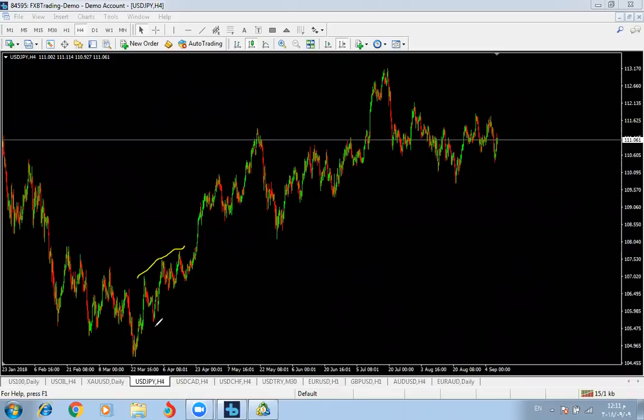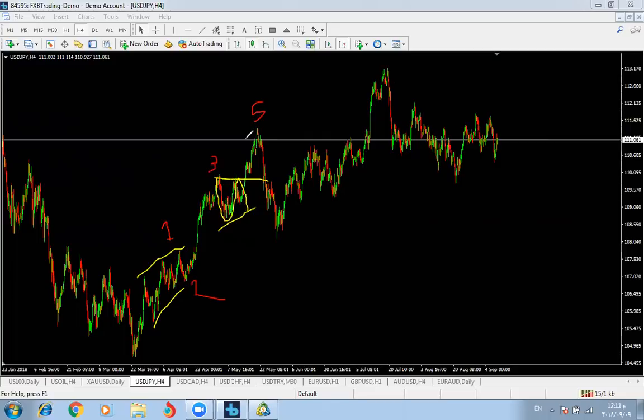As I told you from the previous video, this is wave 1. This is wave 2. Let me change the color so that it can be clear for everybody. This is wave 1. This is short wave 2. This is wave 3. This is wave 4 in the form of a running flat. And this is wave 5. This is a very clear and impulsive 5 waves to the upside.